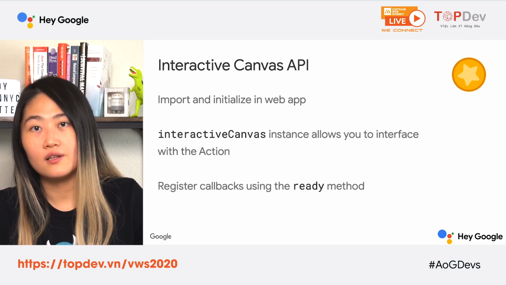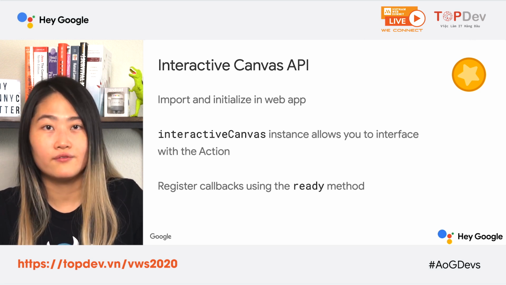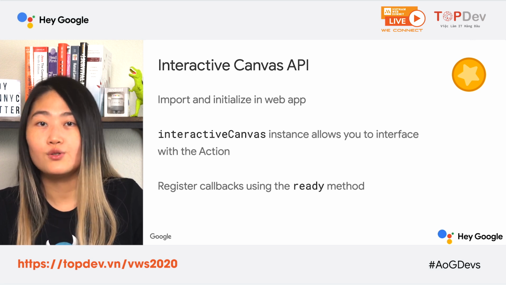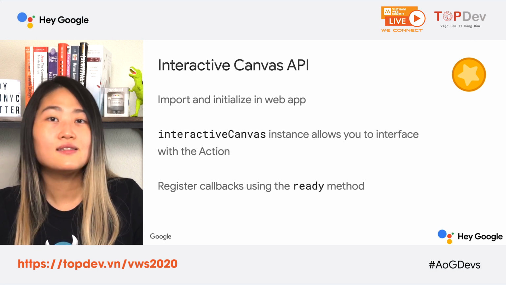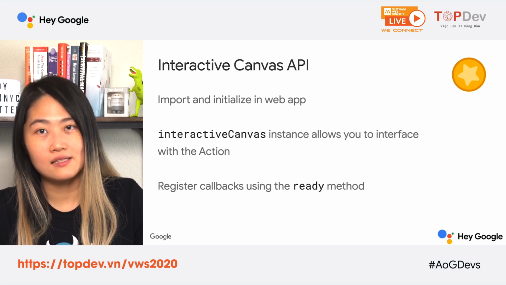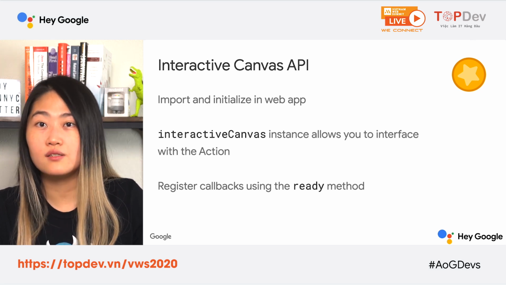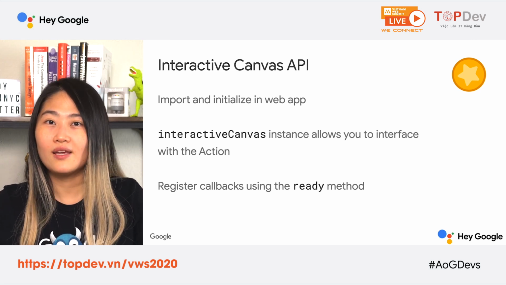After it's been initialized, you will have access to an instance of the interactive canvas, which allows you to handle canvas response by using the onUpdate callback, and send requests to the server by using the sendTextQuery method. The interactive canvas instance also allows you to register callbacks by using the ready method. So let's look at some code now.